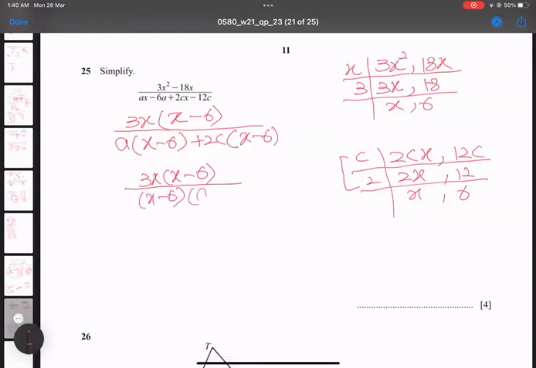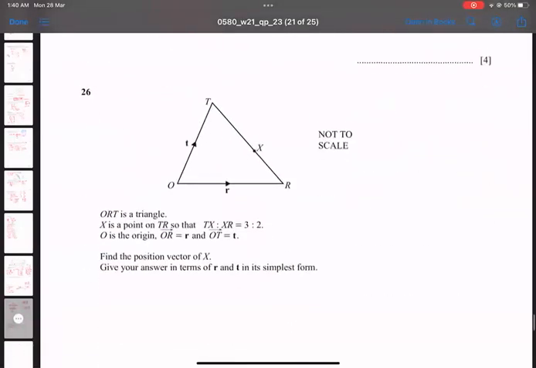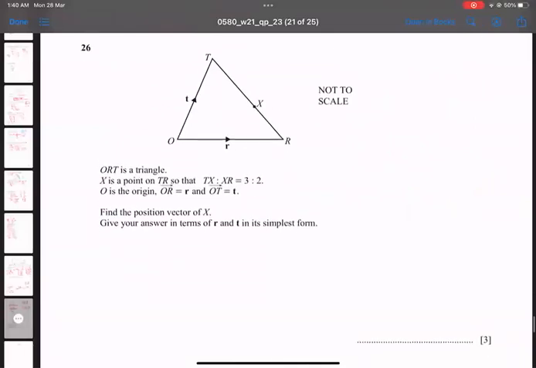So I got a plus 2c. Now I'm eligible to cancel these two, and this is my final answer. Done. So this is over as well. Now I talk about the next and last question of the paper.